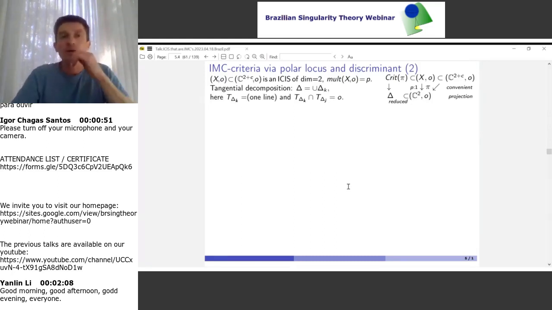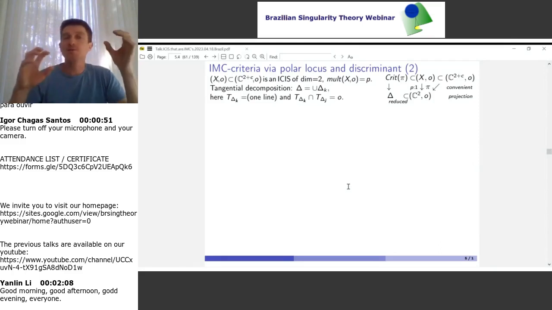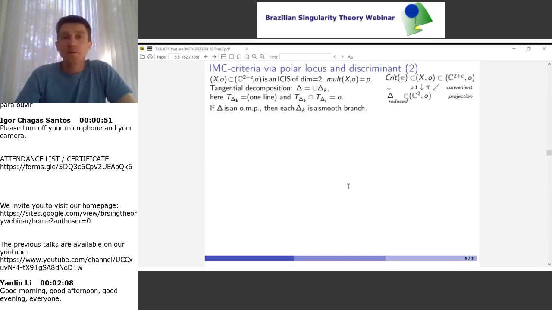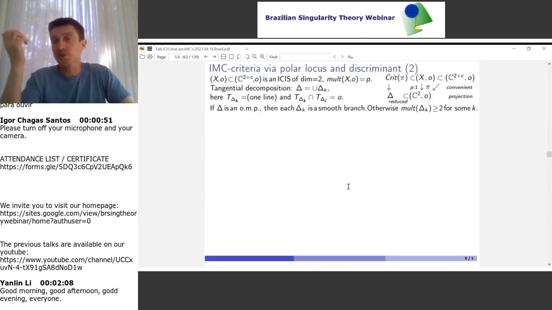So the tangent cone to each delta k is just one line. And for two different delta k's, the tangent cones are mutually generic. They intersect only at one point. This is called tangential decomposition. So for example, if delta is the ordinary multiple point, a collection of smooth branches pairwise non-tangent, then each delta k is just one smooth branch. In this case, the tangential decomposition is just the ordinary decomposition into branches. But if delta is not an ordinary multiple point, then at least for one k, this delta k will be singular. Its multiplicity will be at least two. Maybe for several k's, but at least for one.